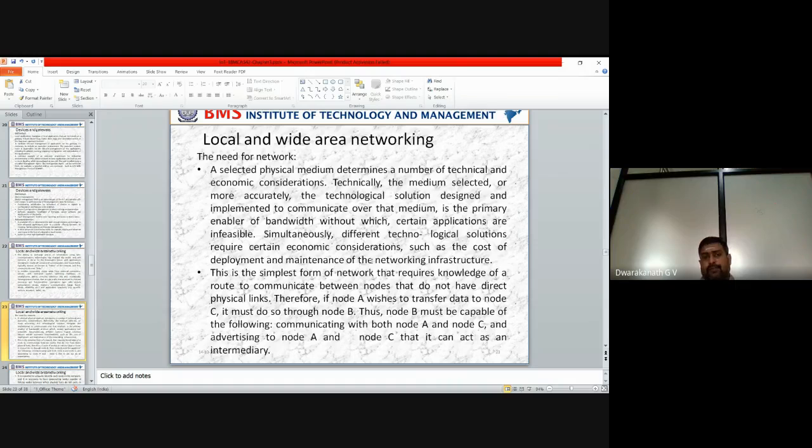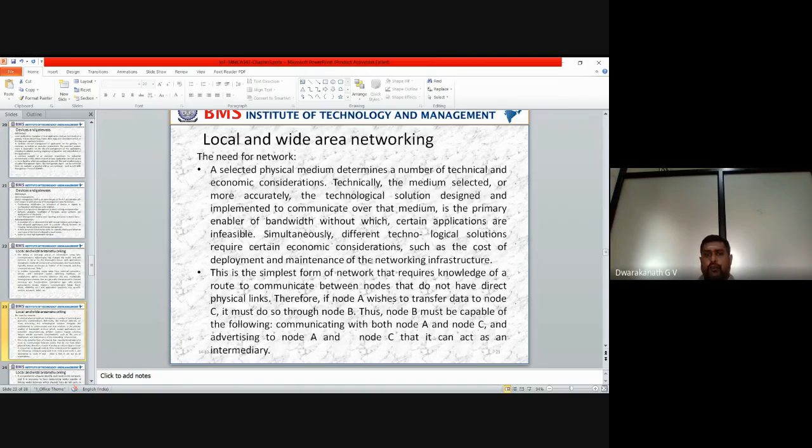Coming to the next: a selected physical medium determines a number of technical and economic considerations. Technically, the medium selected is more accurately the technology solution designed and implemented to communicate over the medium. First, what should we decide? Yes, this is a network I need. How are we going to decide that this particular network is needed? First thing is: what is the physical medium?